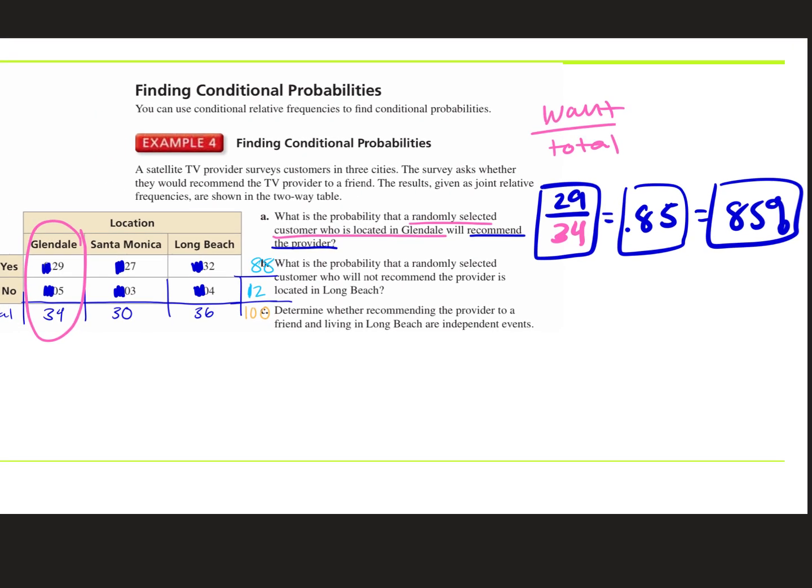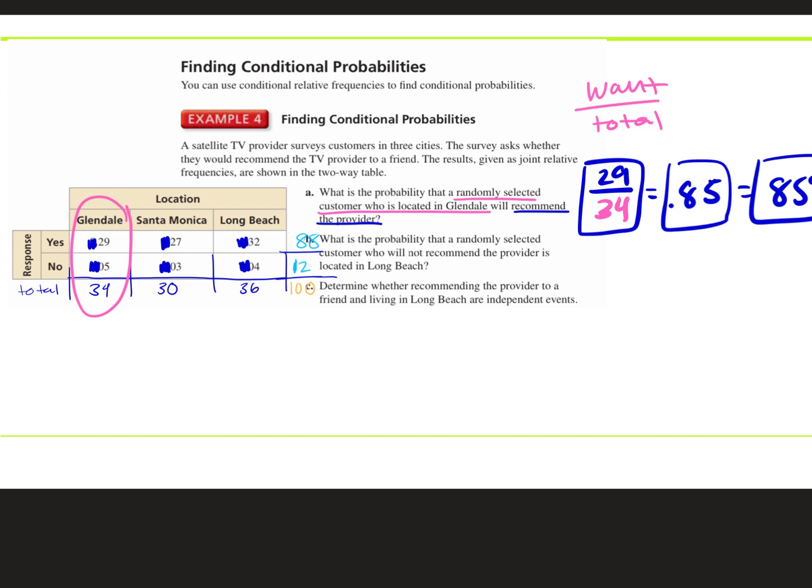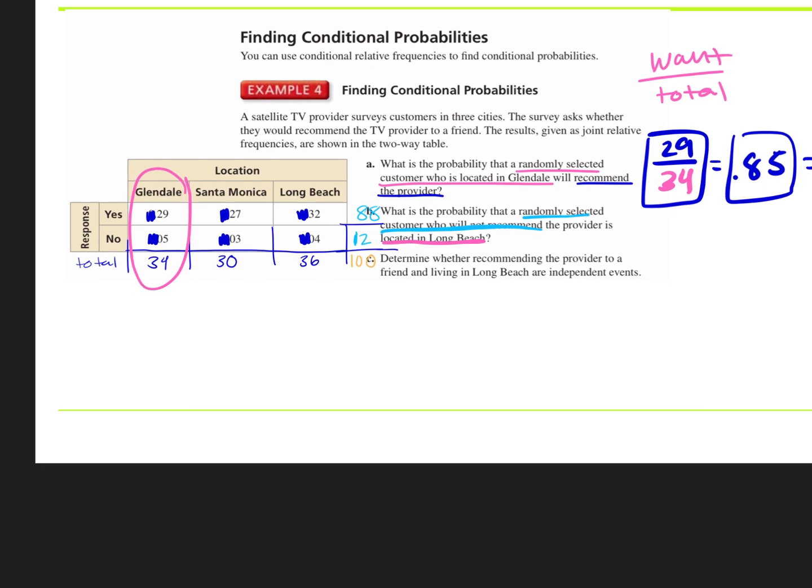So B says, what is the probability that a randomly selected customer who will not recommend the provider is located in Long Beach? So we want to see what's the probability that a randomly selected customer who will not recommend the provider is located in Long Beach. So what do you think my total is? 36. Careful, we're finding the probability that a randomly selected customer who will not recommend the provider.